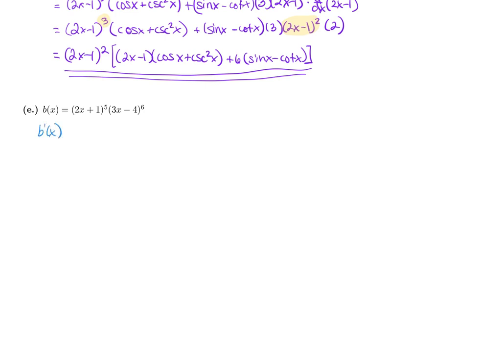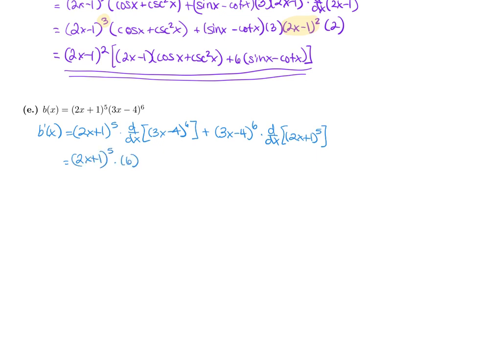B prime of x is going to be the first, so 2x plus 1 to the fifth times the derivative of the second, which is 3x minus 4 to the sixth, plus the second, 3x minus 4 to the sixth, times the derivative of the first, which is 2x plus 1 to the fifth. So 2x plus 1 to the fifth times, now bring down the power, 6. 3x minus 4 stays the same. 6 minus 1 is 5 times the derivative of 3x minus 4, the derivative of g of x here, the inside. Plus, then we get 3x minus 4 to the sixth times.